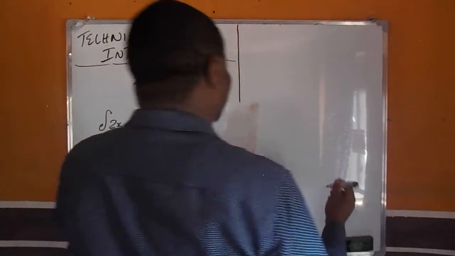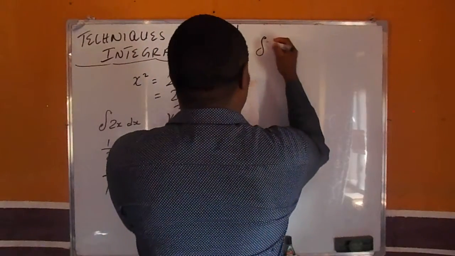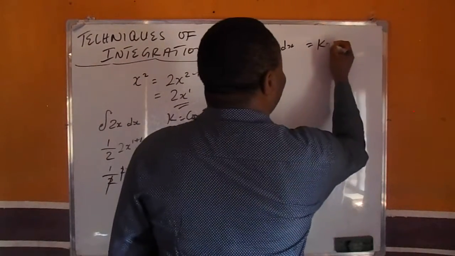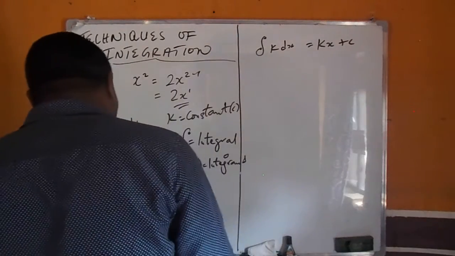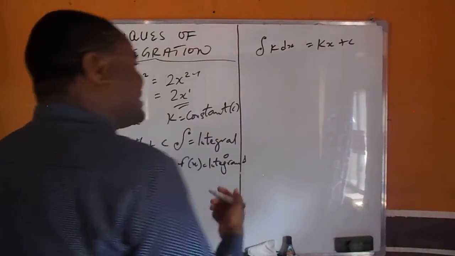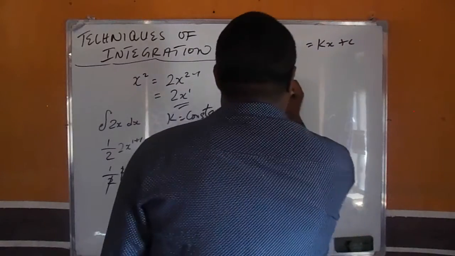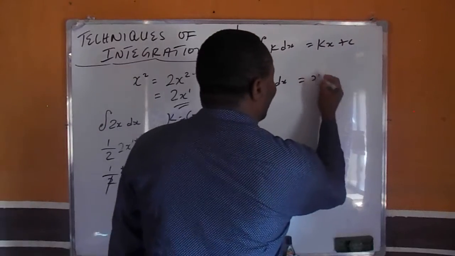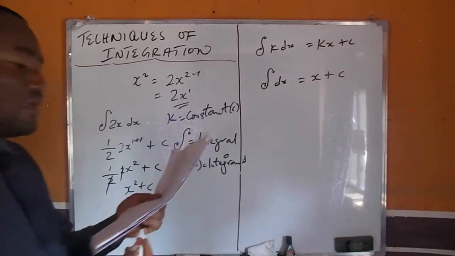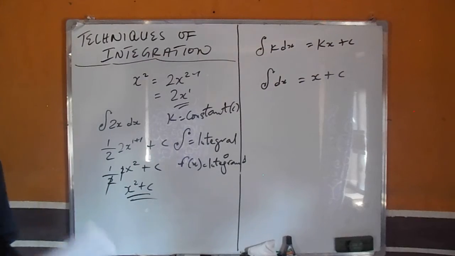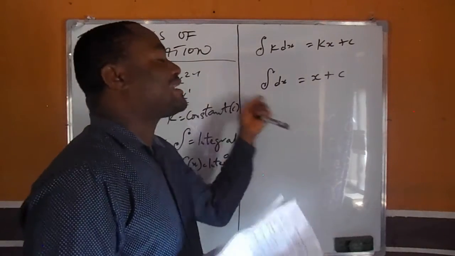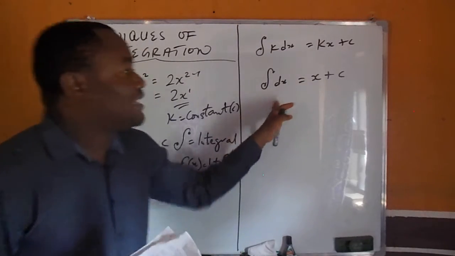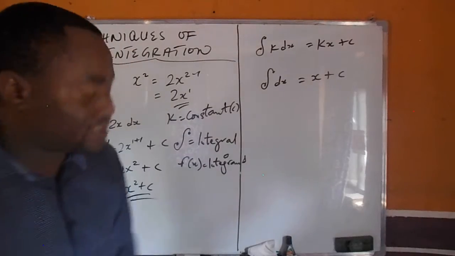The integral of a constant k, for instance, when we have integral k dx, equals what? Kx plus c. For instance, when we have the integral of 1, written simply as dx, integral dx equals what? X plus c. We don't write 1, we write the x. This integral dx is like integral 1, but we don't normally write 1. So that's it. Integral dx equals x plus c.